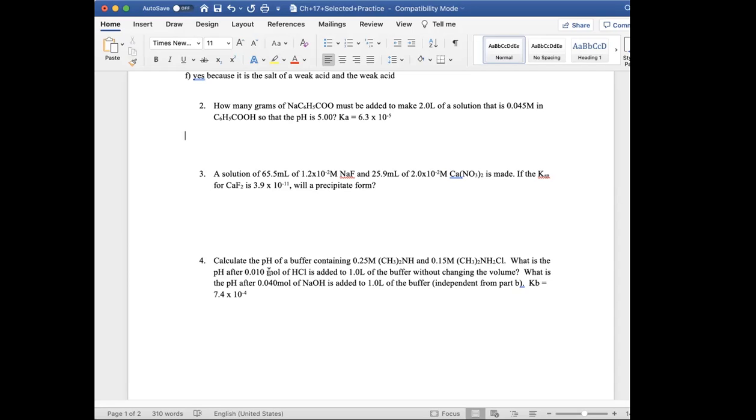Okay, so hold on. They're asking how many of these grams must be added in order to make, because this is a titration, or, it's not really a titration, you're making a buffer, so that the pH is 5, right? So, okay, we're gonna do this.